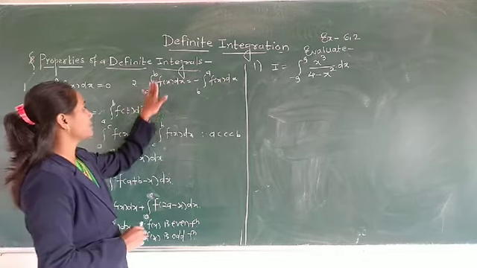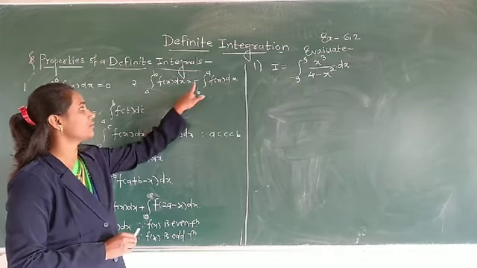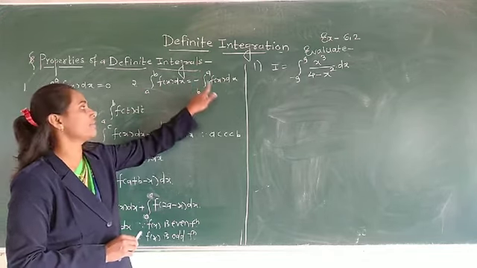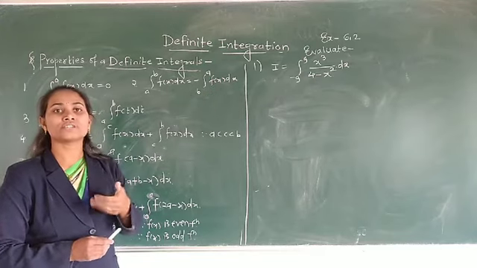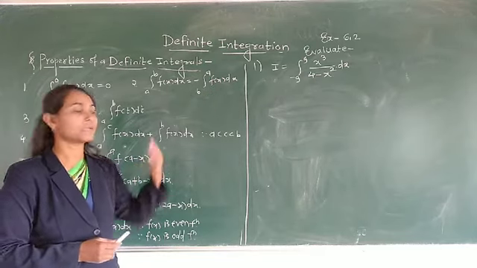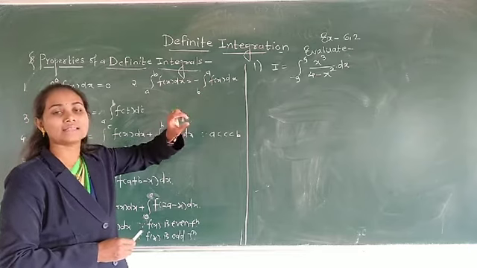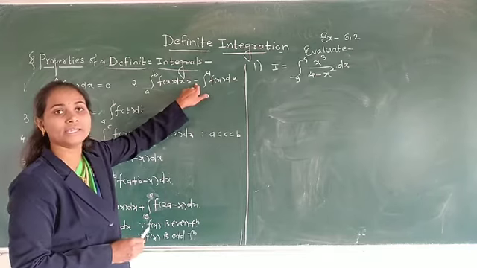Second property, integration a to b f of x dx is equal to minus integration b to a f of x dx. That means if we change the lower limit a to the upper limit and the upper limit to the lower limit, then the answer changes by sign only.